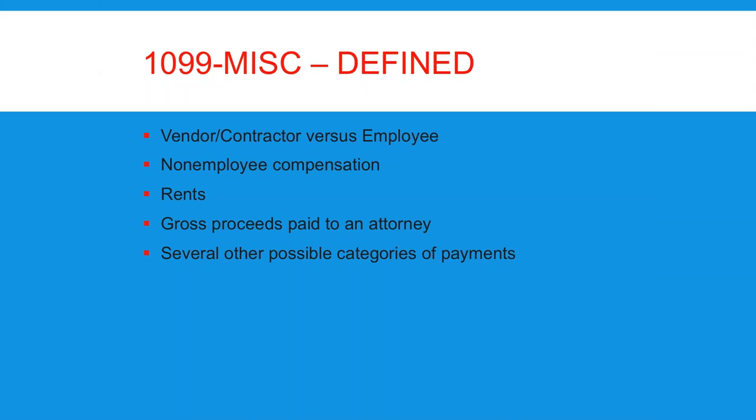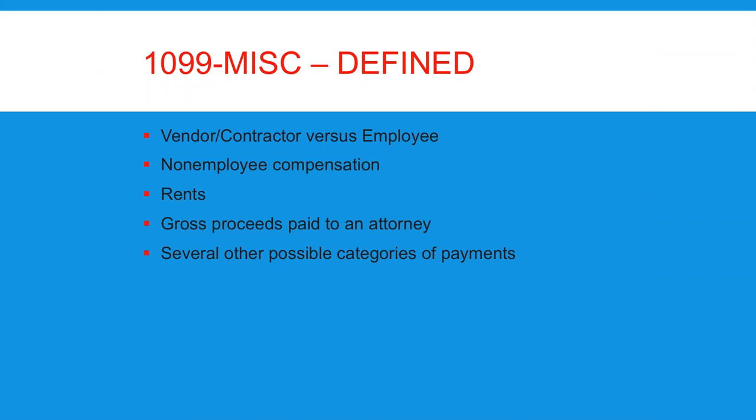So if you are paying rent to someone in the course of doing your business, then that is something that would be noted in box 1 of a 1099 miscellaneous form. There's gross proceeds paid to an attorney, like a settlement of a lawsuit or something like that. And then there's several other possible categories. We'll talk about one or two of them as we move forward. But primarily what you want to think of here is the 1099 miscellaneous is something that you send out as a result of your doing business.